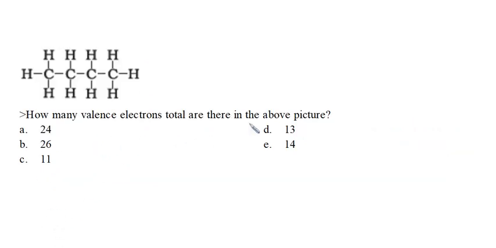How many valence electrons are in this picture? Well, we have 4 and 4, 4 and 4, and then each of these has 1. Okay, so we have 4 times 4 is 16 for the hydrogens. 17, 18, 19, 20, 21, 22, 23, 24, 25, 26. So I see 26 here. Looks like the answer is probably B.